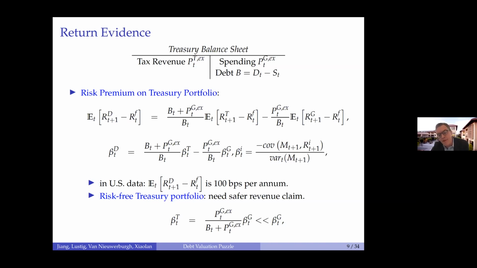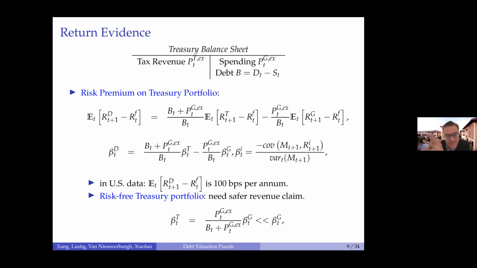Basically, the returns on the Treasury portfolio are pretty low. So it's nice to think about a benchmark where you say, let's suppose that the entire portfolio is risk-free. What would that imply? Well, if you set that excess return to zero, you can solve for the beta of the tax claim, and it has to be quite a bit smaller than the beta of the spending claim.